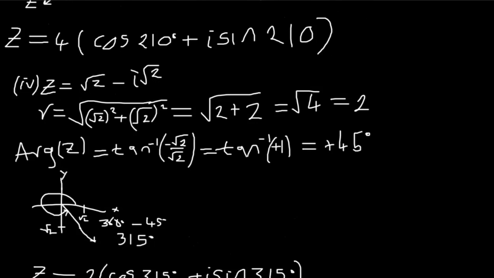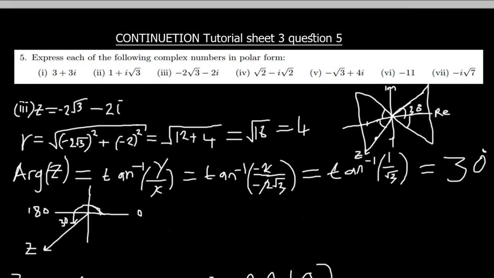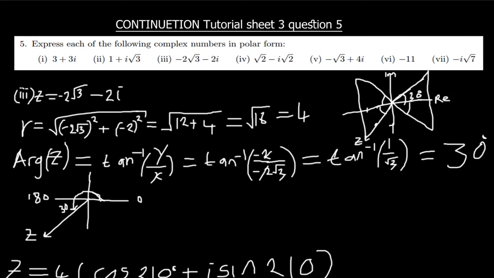Let's move on to question 7. Sorry, question 7 is negative i root 7. So question 7 is z is equal to negative i root 7. So for us to know what our real part is, we just have to put a 0 there so that we don't confuse ourselves.